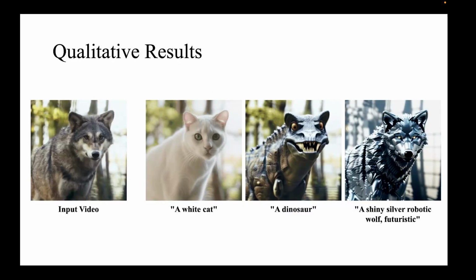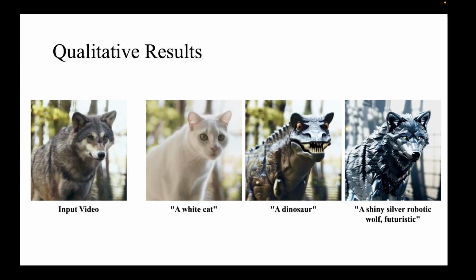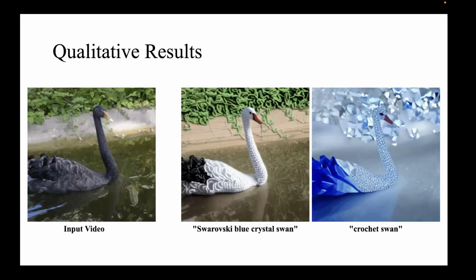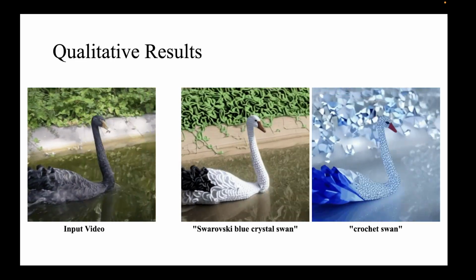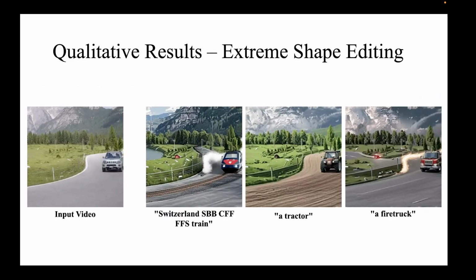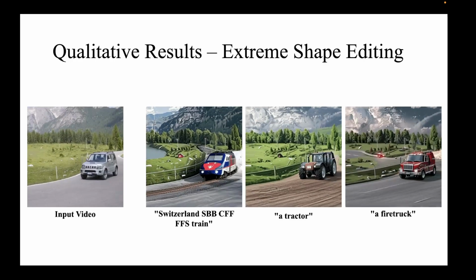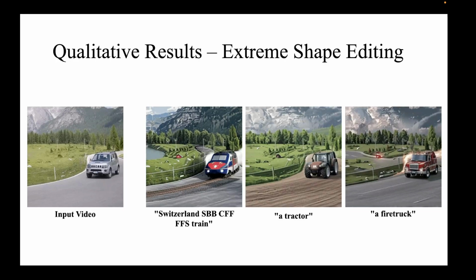Here, we show some qualitative examples of a wolf transformed into a white cat, a dinosaur, and a shiny silver robotic wolf accordingly. And here, a swan swimming in a lake is transformed into a Swarovski blue crystal swan and a crochet swan, respectively. Additionally, unlike many current text-guided video editing models, our approach can handle shape edits ranging from simple to extreme. For example, it can transform a car into a Swiss train, a tractor, or a fire truck.